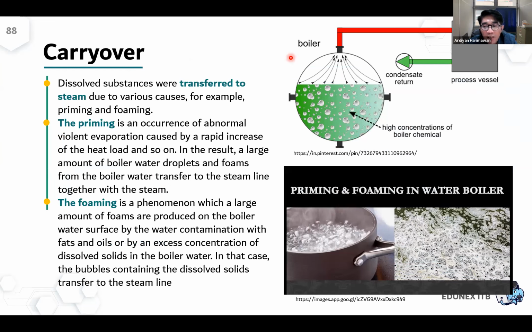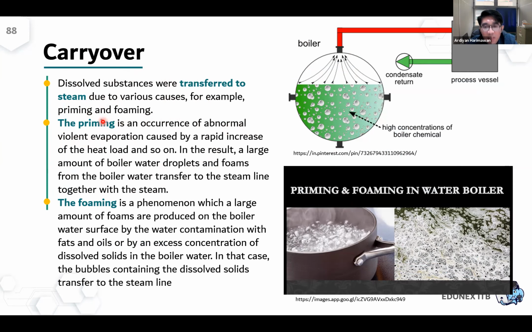And the last one is the carryover. I think we have discussed, yeah. So some dissolved substance can be transferred to the steam. Why? First is because of the inconsistent boiling process. We call it the priming. The priming is the first process of starting up the boiler.